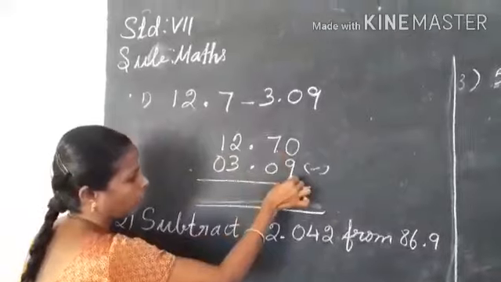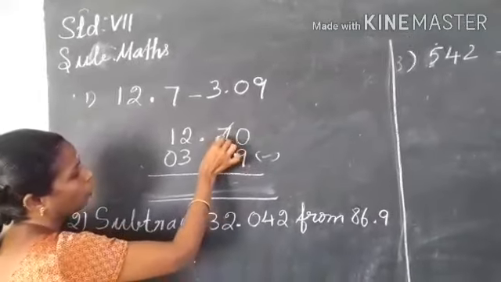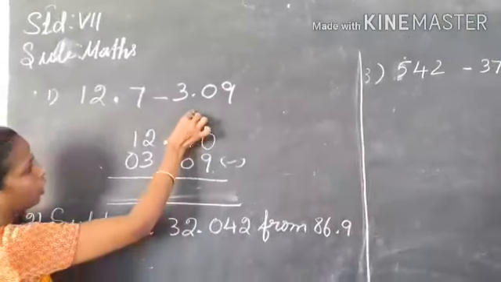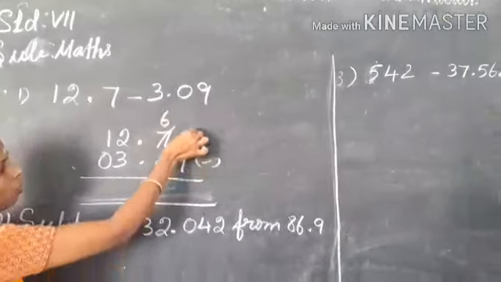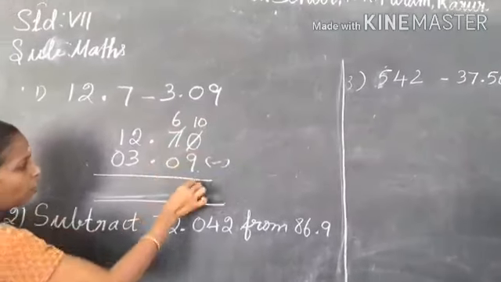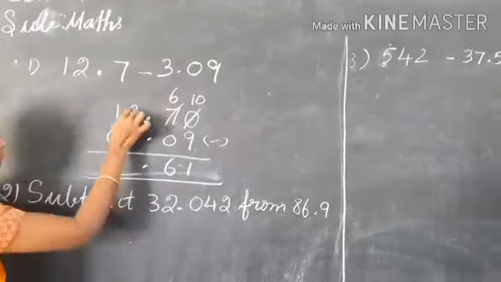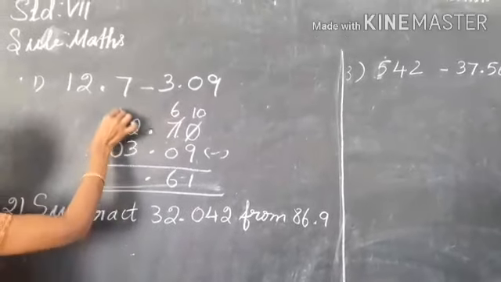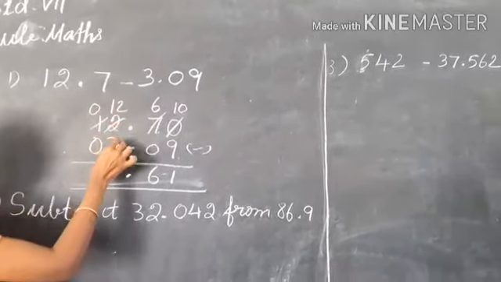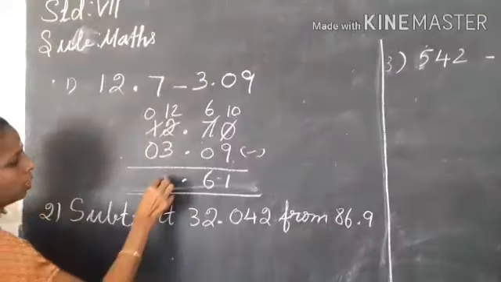0 minus 9 not possible. We can borrow from the next place. So get borrow. If giving 1, 7 is converted into 6. Here we give 1, so 0 becomes 10. 10 minus 9, 1. 6 minus 0, 6. Point is important. 2 minus 3 not possible. Get borrow. Here 0, get 12. So 12 minus 3, 9 is the answer.